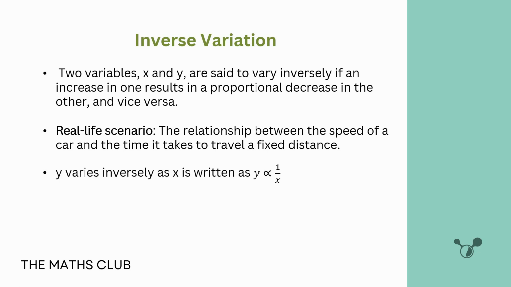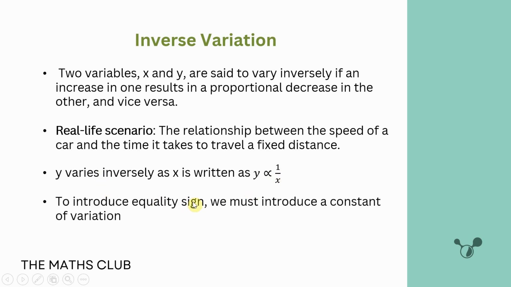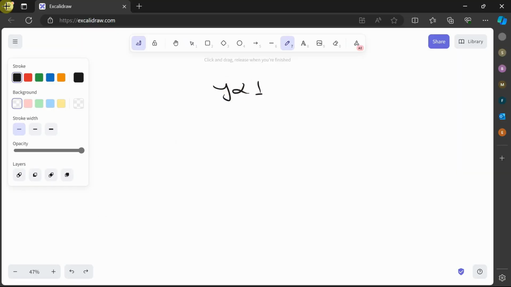So if we want to write it, how do we do it? We say if y varies inversely as x, we write it as y varies alpha 1 over x. Unlike in direct relationship, we'll just say y varies directly as x. But for inverse relationships, we say 1 over x. To introduce the equality sign, we must introduce the constant of variation. Maybe I should write this down. Y varies as 1 over x.